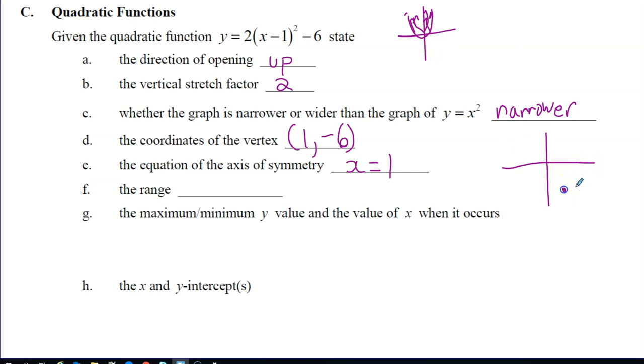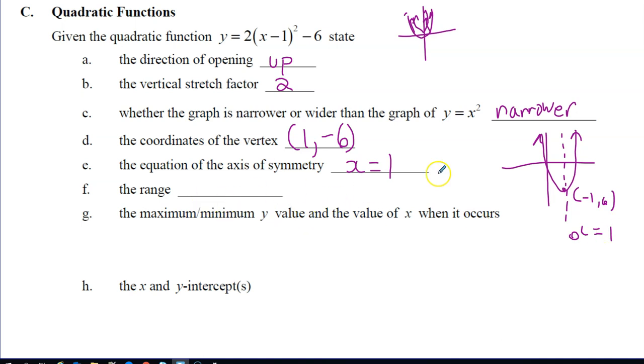Actually, if we kind of sketch this guy out, we got 1, negative 6. We are going to find the x-intercepts, right? And x-intercepts don't read nicely off of this, so that's going to take a bit of work. But, you know, hey, here's a sketch. There's my 1, negative 6. Here's my axis of symmetry. x is equal to 1.